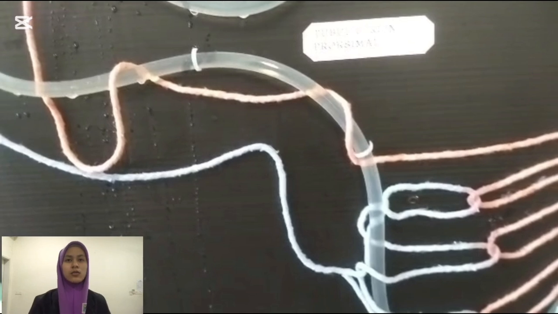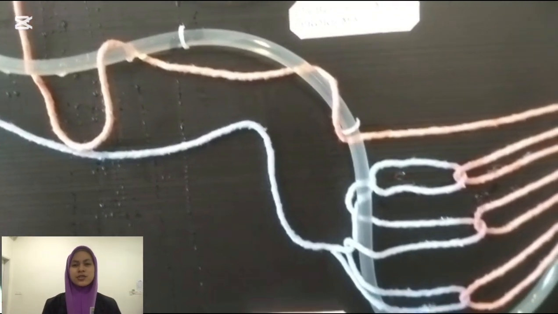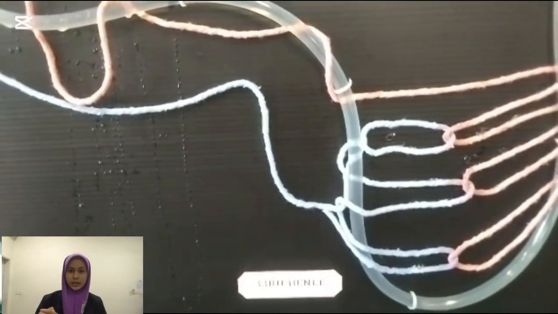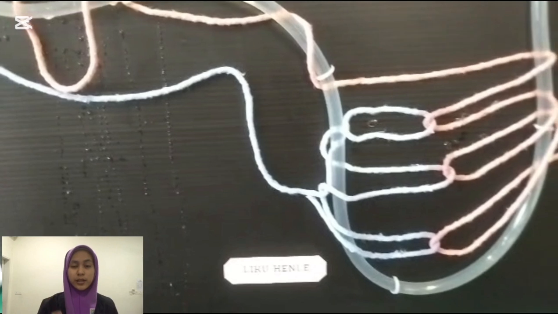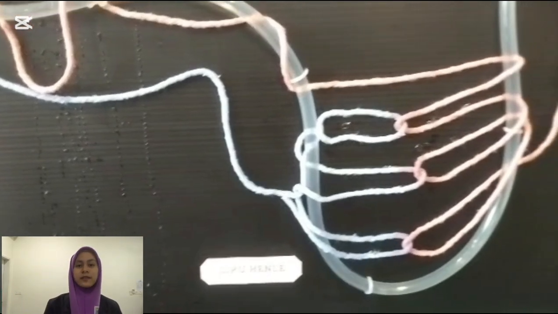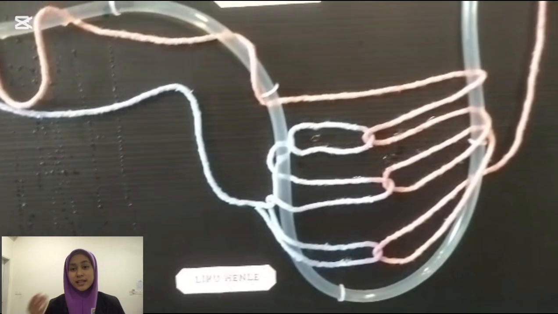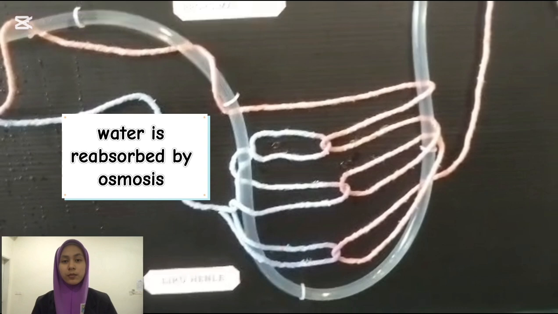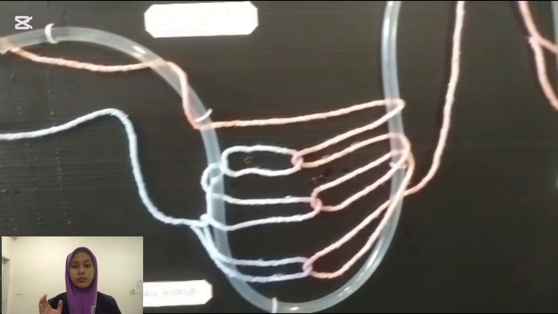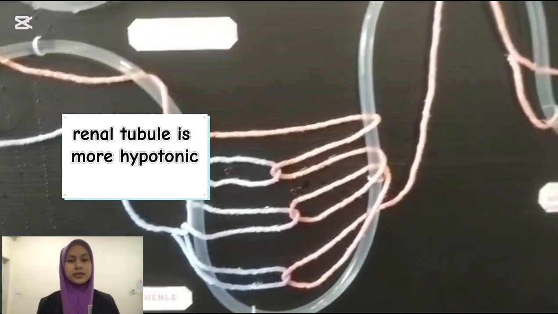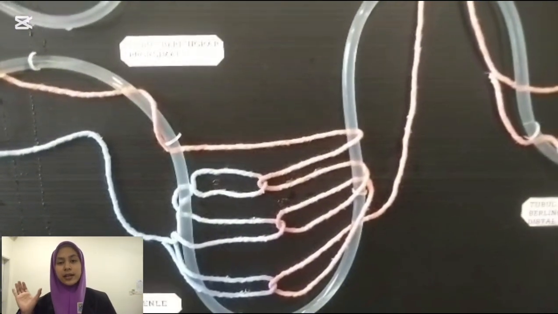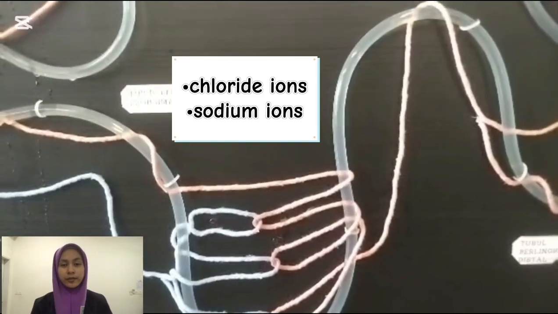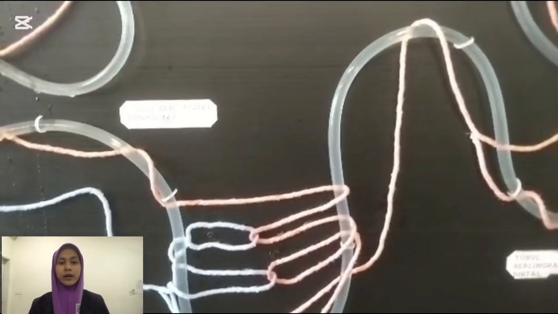Okay, now we'll move to the loop of Henle. Here, the loop of Henle has descending limbs going down and ascending limbs going up. At the descending limb, there are a lot of openings which make it easy for water to travel through. Here, water is reabsorbed by osmosis because the renal tubule is more hypotonic than the blood capillaries. At the ascending limb, mineral salts such as chloride ions and sodium ions are also reabsorbed by active transport.